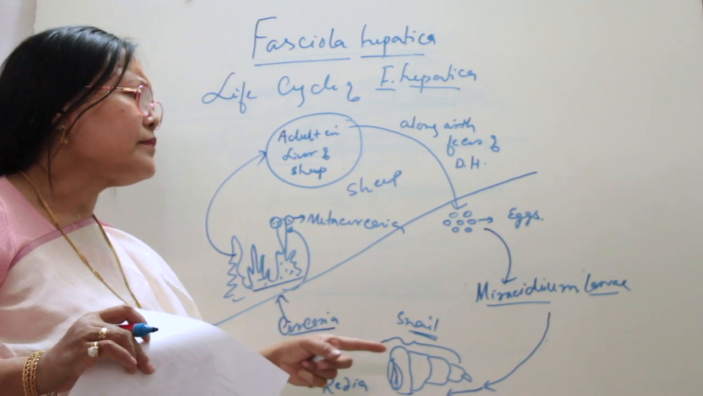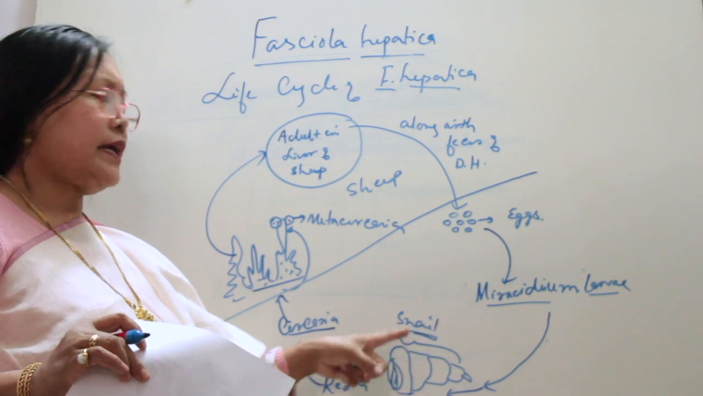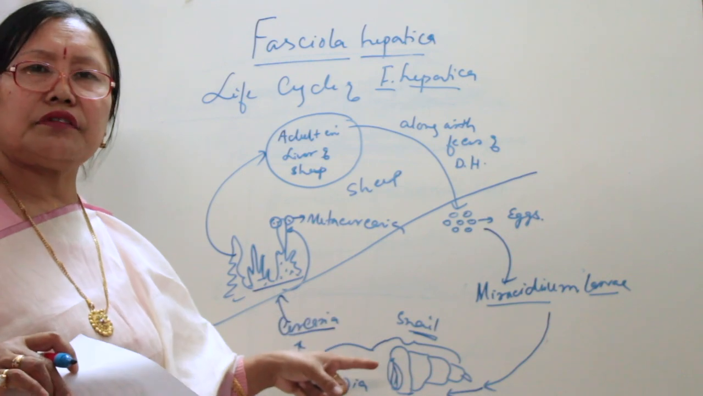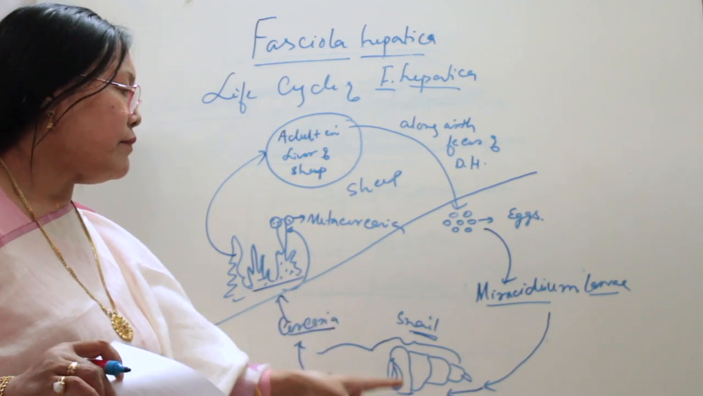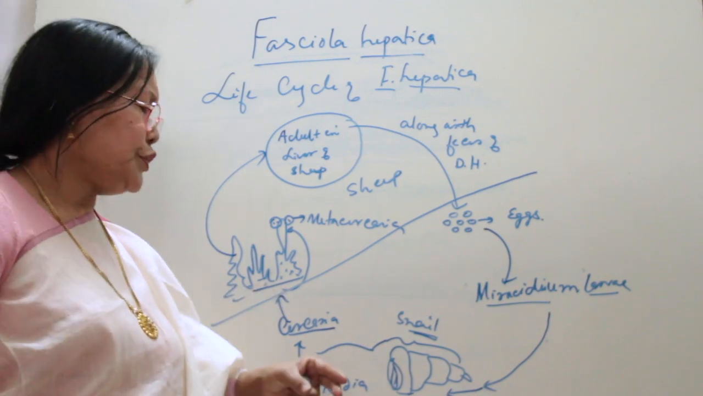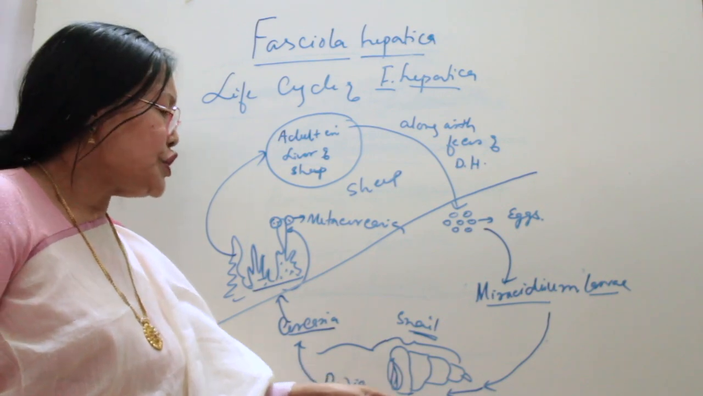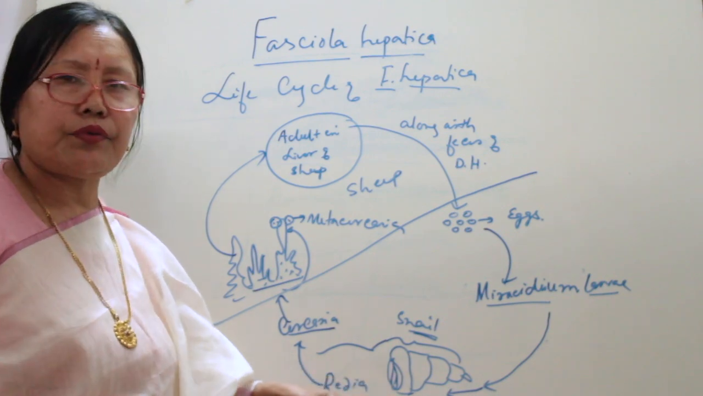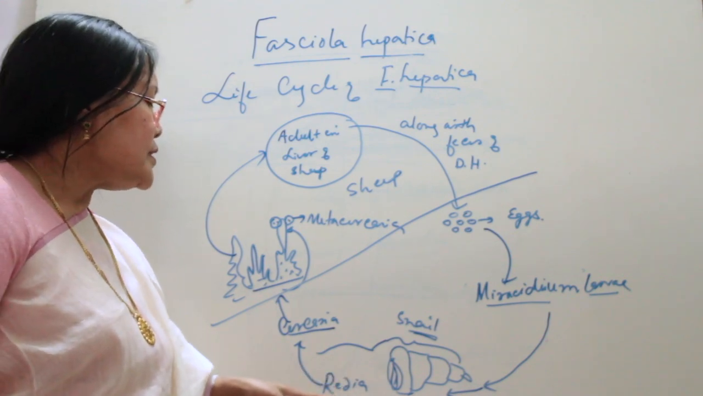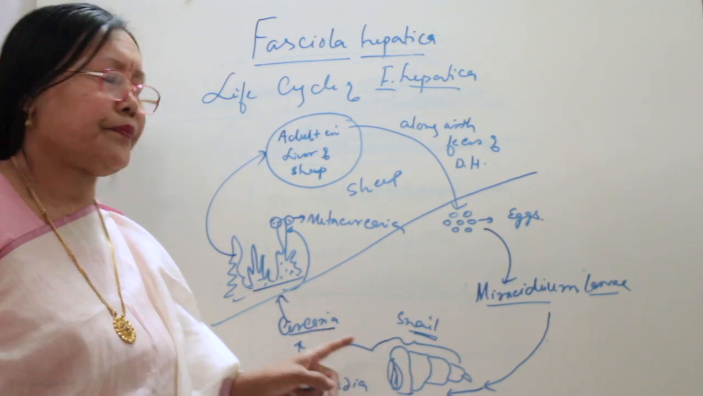So they get their intermediate host and enter inside the body of the snail. Inside the body of the snail, after 3 days, this miracidium larva develops into the sporocyst larva. Then again, after 3 to 5 days, this sporocyst larva develops into certain daughter redia. Then after that, this redia develops into the cercaria larva, which has a tail.